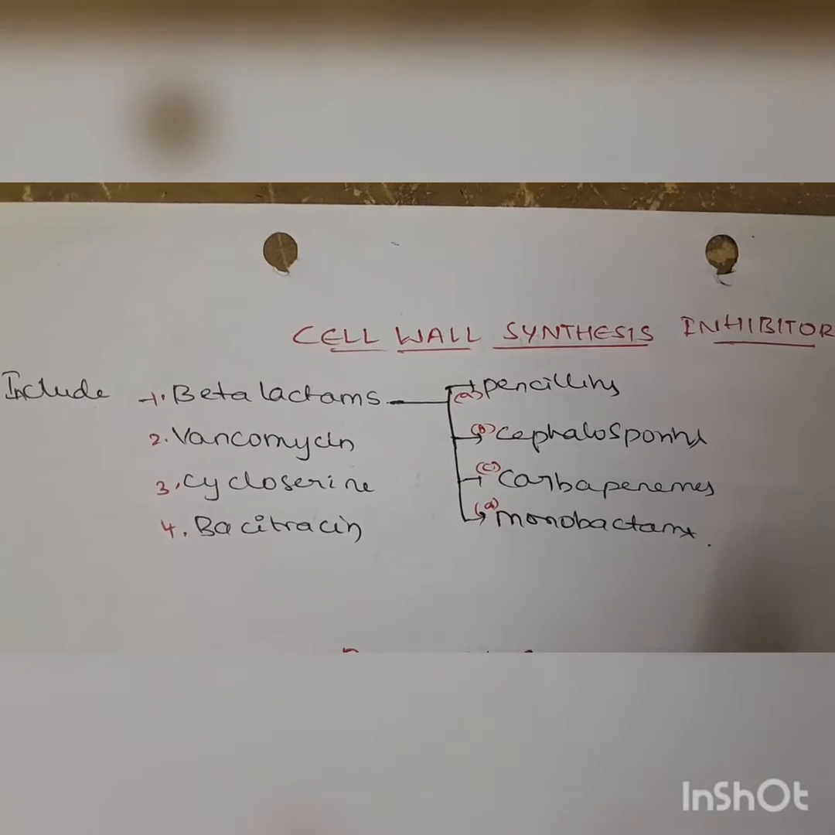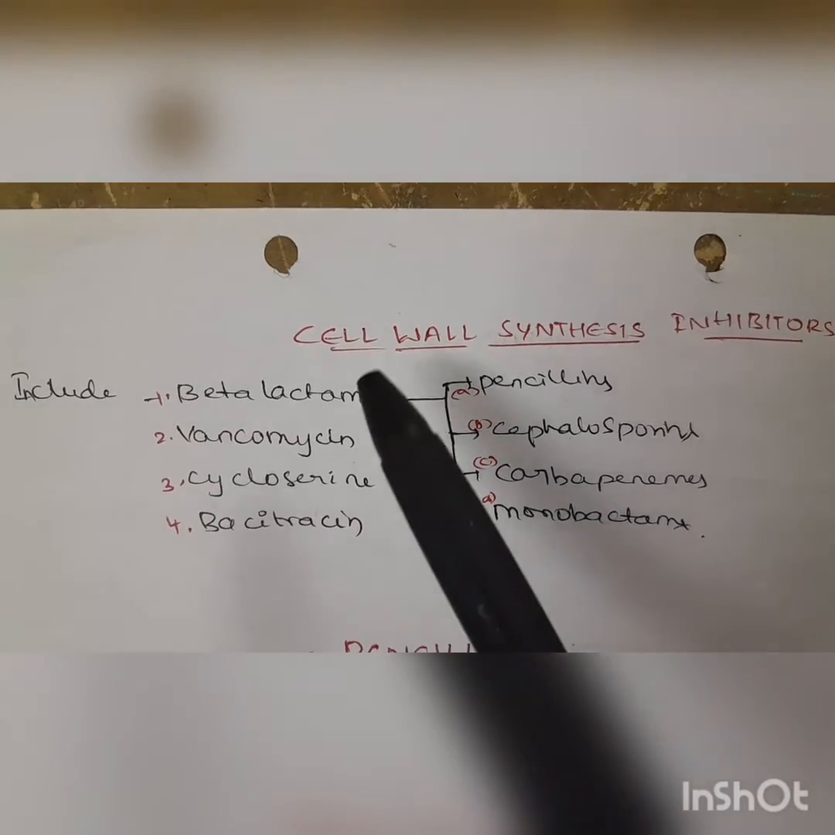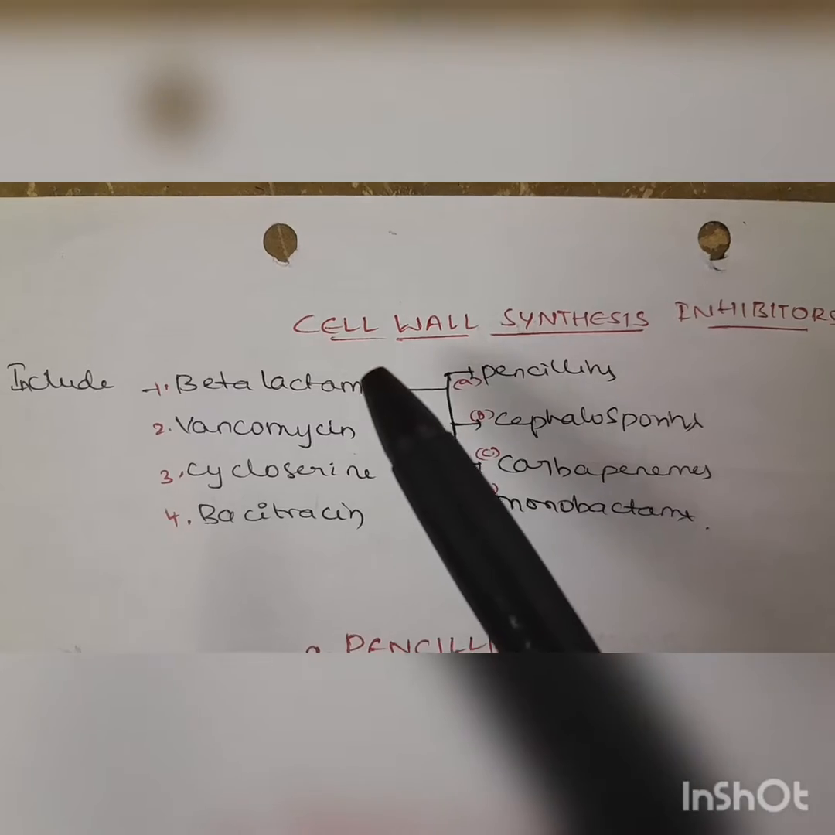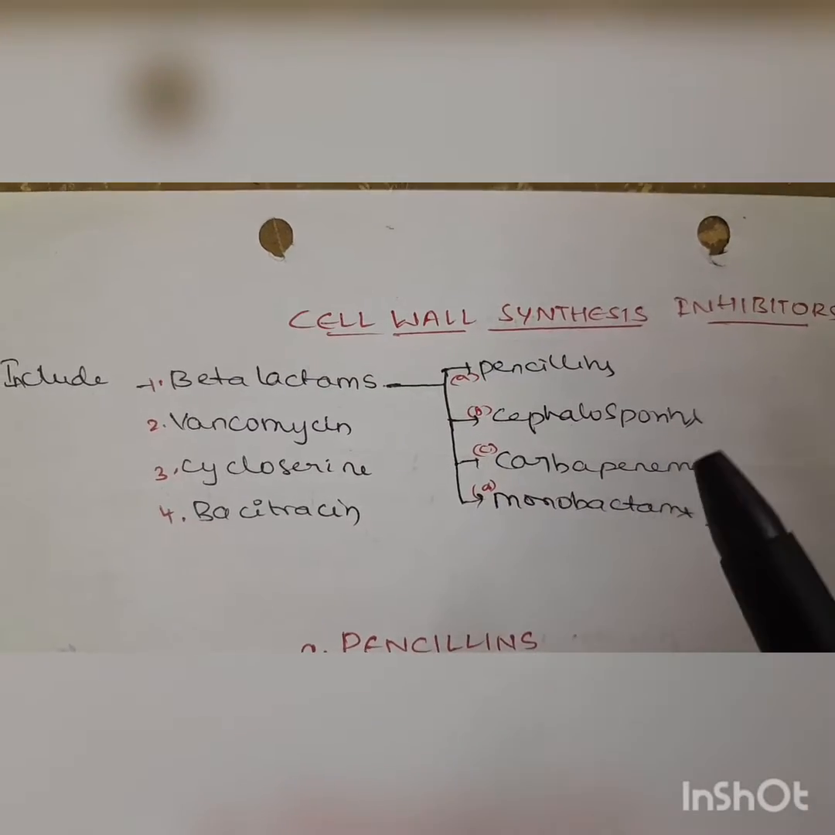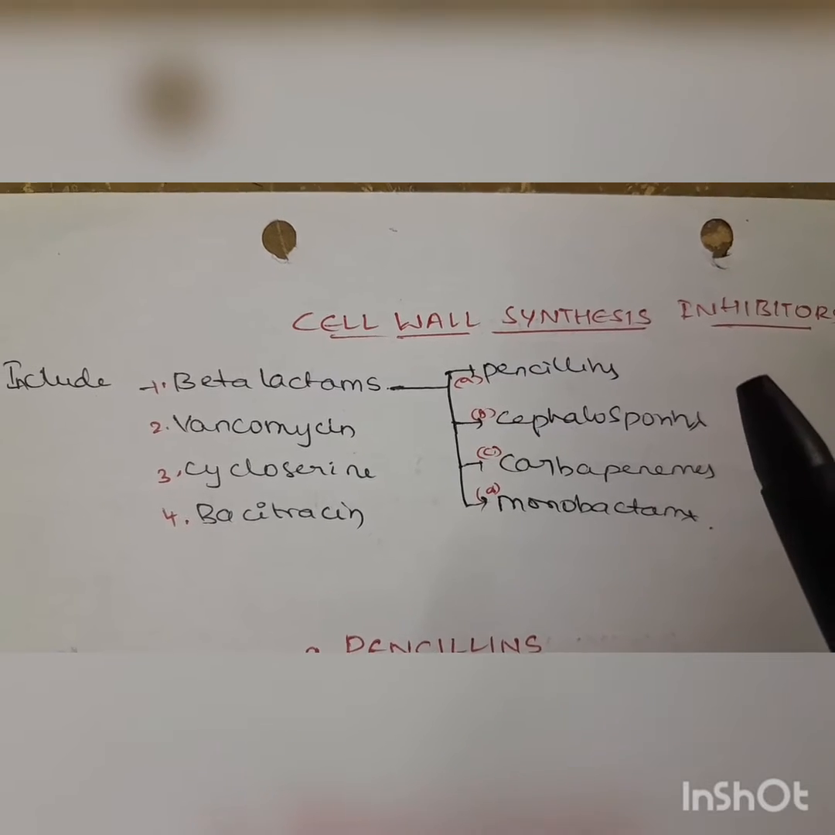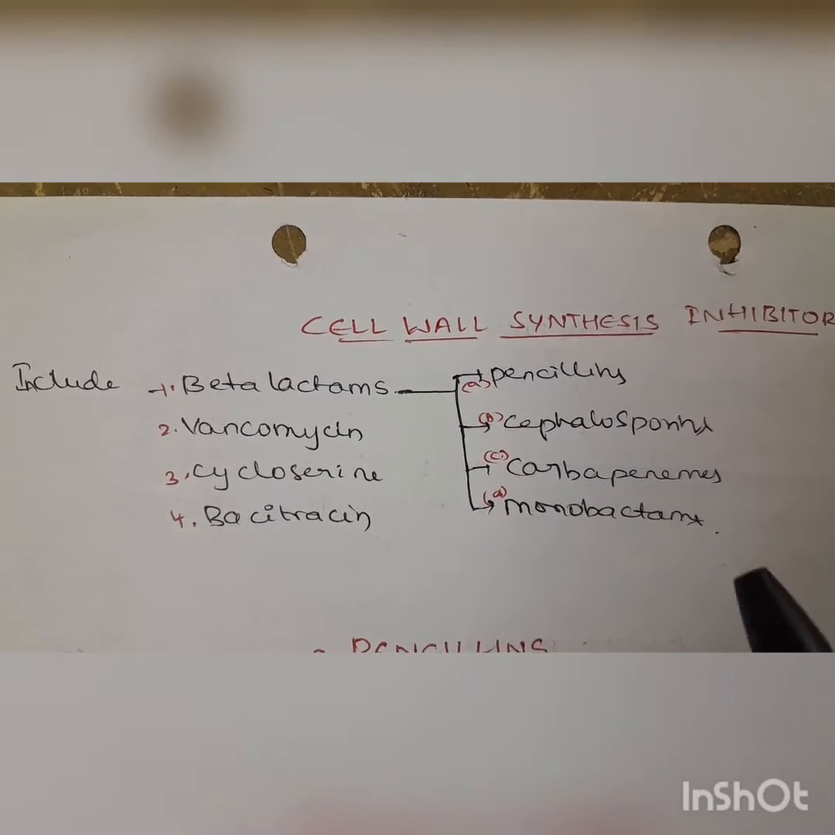Now let's see cell wall synthesis inhibitors. Cell wall synthesis inhibitors include beta-lactams, vancomycin, cycloserine, and bacitracin. Beta-lactams are the drugs which have a beta-lactam group in their compound. They include penicillins, cephalosporins, carbapenems, and monobactams.